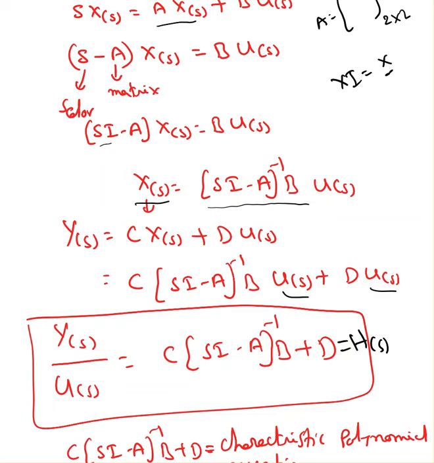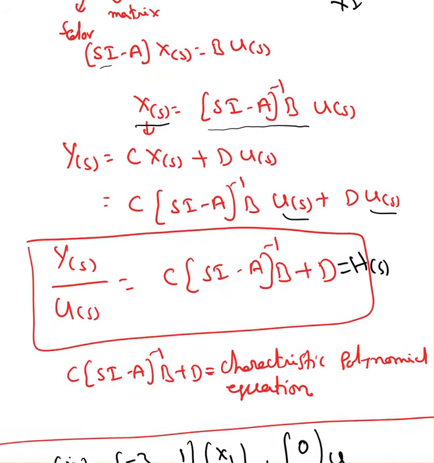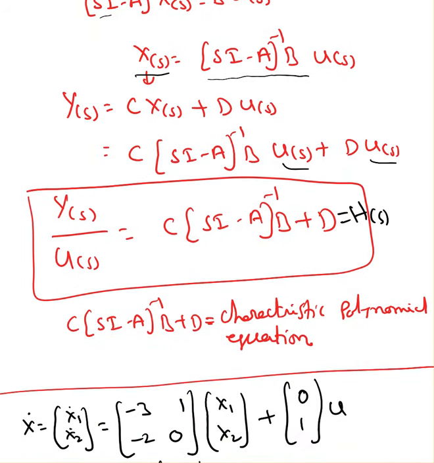That's the transfer function. The determinant of sI minus A is also called the characteristic polynomial. When I make it equal to 0, it's the characteristic equation, and if I don't make it equal to 0, it's just the characteristic polynomial.